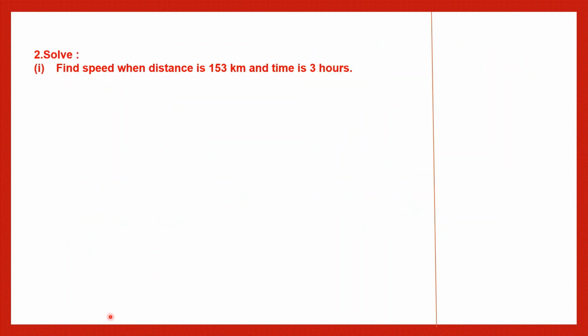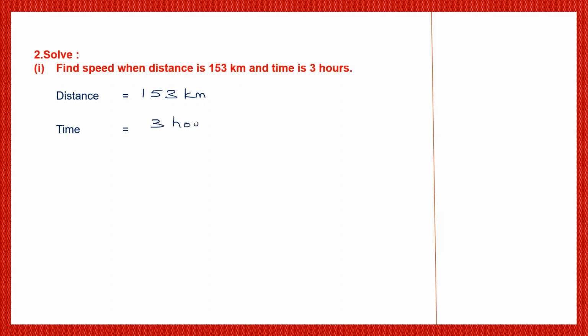Question 2. Find the speed when distance is given and time is given. So this is a simple sum. We just have to use our formula. So first let's write what's given to us. What's given is distance, that is 153 kilometers. Then we're given time, which is 3 hours.